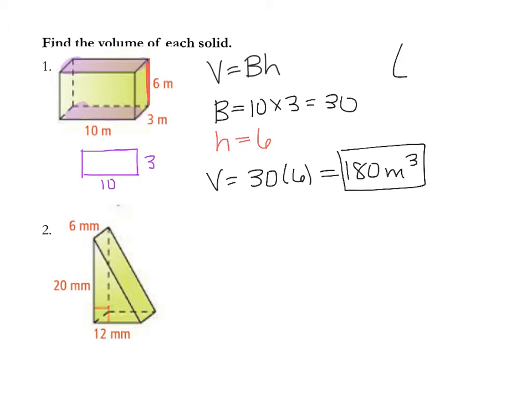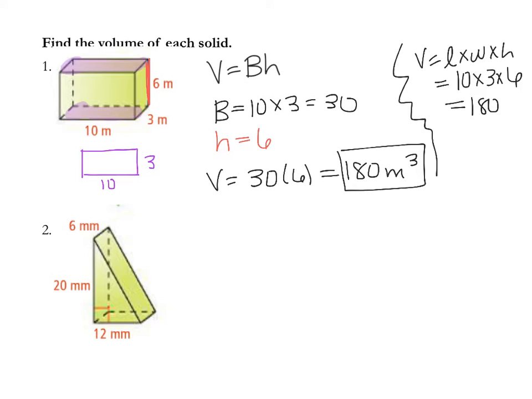If you wanted to do the shortcut that you guys have been learning since, I don't know, 4th, 5th grade, that's just length times width times height, you get the same answer here. You're just using those three numbers, multiplying them together. Whoops, I didn't mean to put H there, I meant to put 6. 10 times 3 times 6 is also 180. You can only use that formula though if it's rectangular.